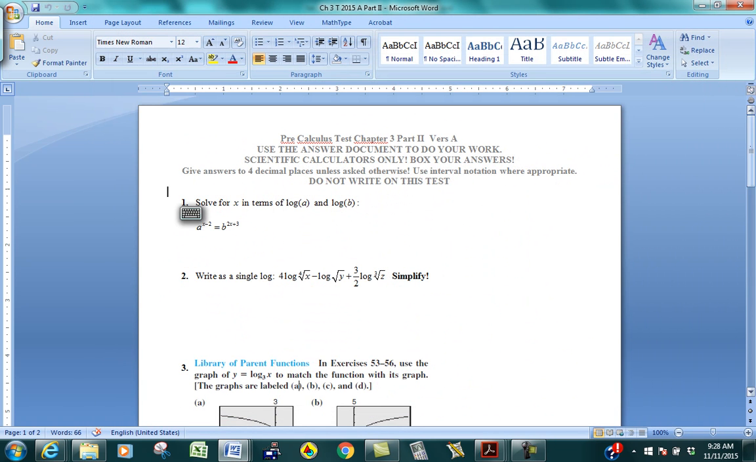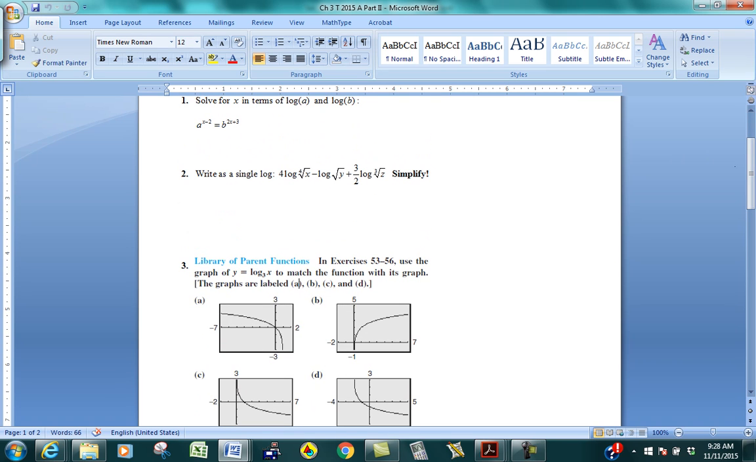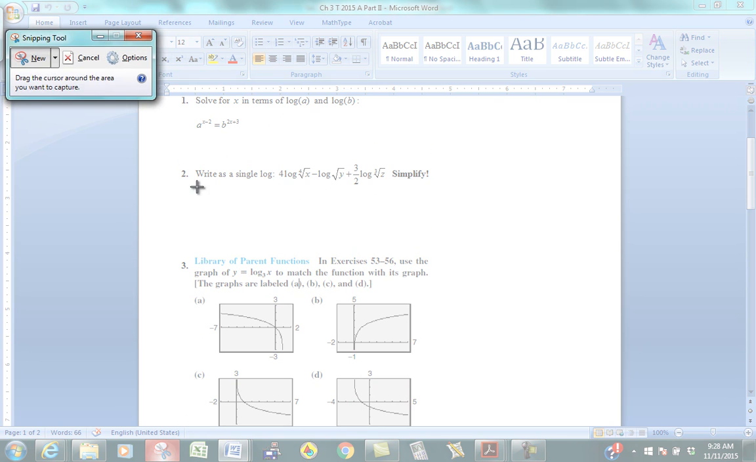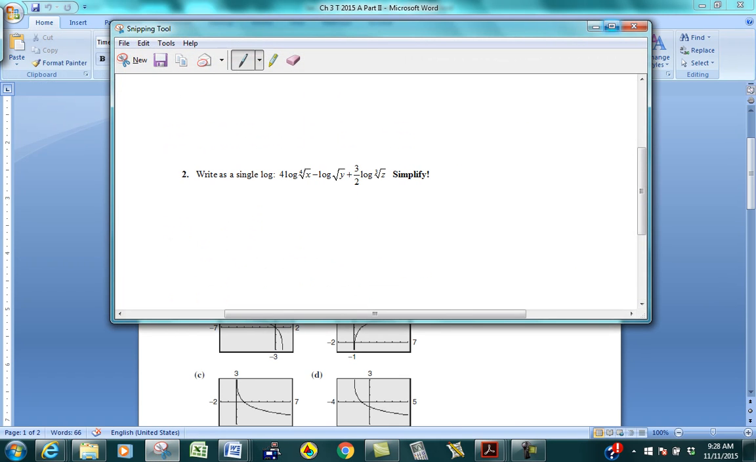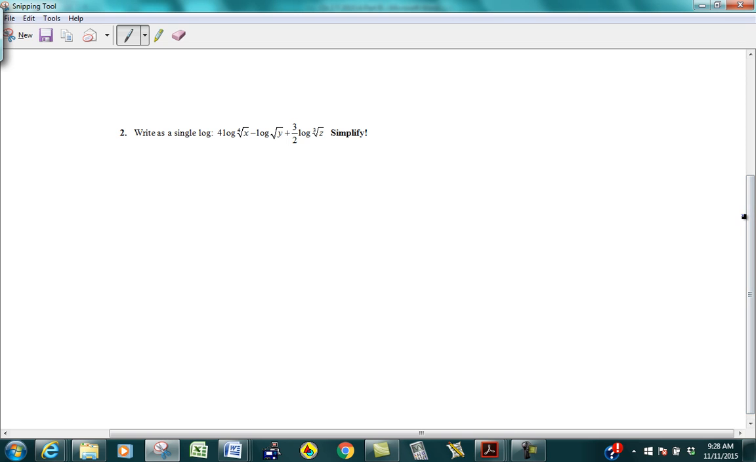Moving on to number 2, there was a very similar problem on your quiz on this one here. What they want you to do is write it as a single log. In other words, your final answer should have only one log. There are people doing stuff like this. I mean, that's complete nonsense. So don't do stuff like that. You should know these things. These are problems that are done in Algebra 2.